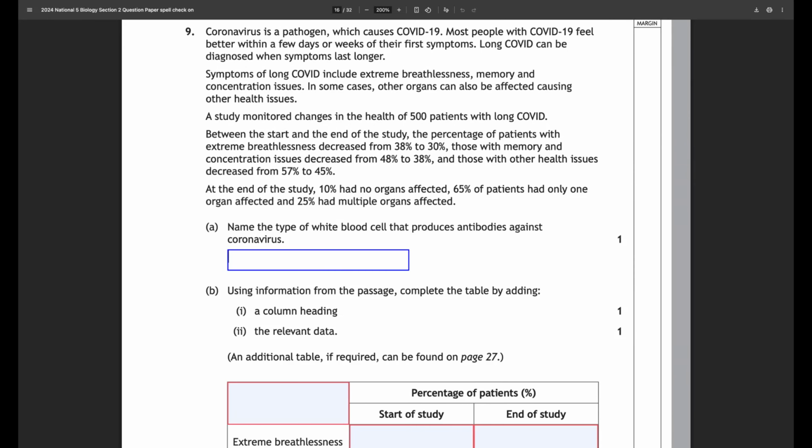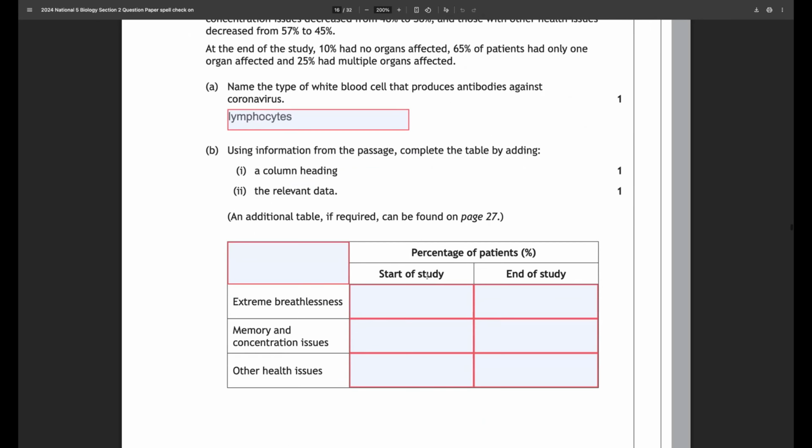So what we have to do is digest all that info, and then answer the questions below. This is our scientific literacy question, which we get one of every year now in the paper. Part A, name the type of white blood cell that produces antibodies that are against coronavirus. So we know that there are two types of white blood cells that we've learned about in topic 2.6. They are the engulfing white blood cells that destroy the pathogens, and we've got the lymphocytes, which are the ones that produce our antibodies, those specific antibodies that are specific to one type of pathogen.